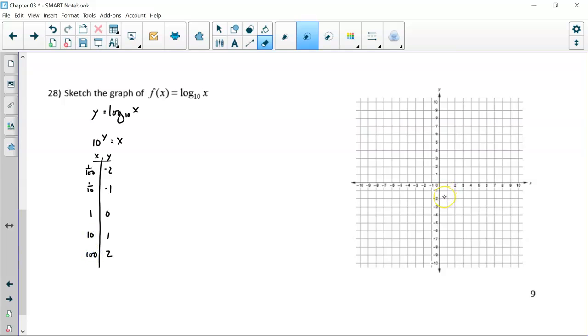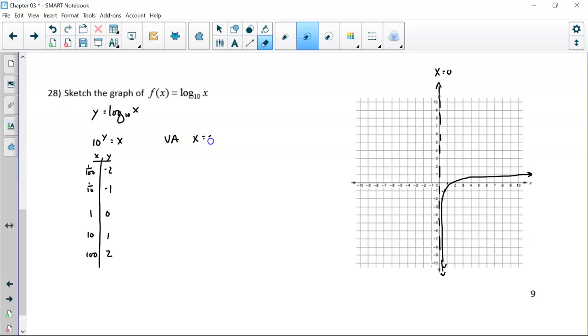So we're at 1 over 100, we're at -2, so right there, there, there, and there. Once again, there's a vertical asymptote at x equals 0. Logs have vertical asymptotes. And then our graph is going to look like this.